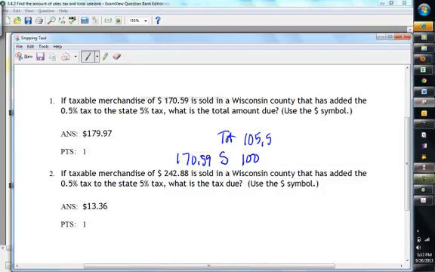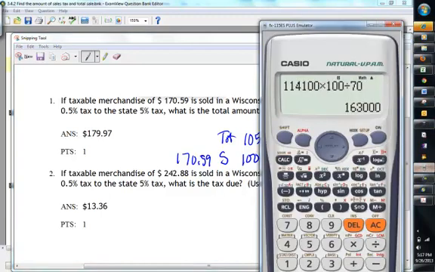So we cross multiply and divide. 170.59 times 105.5 divided by 100, and we get $179.97. Next one. Let's see what happens here.